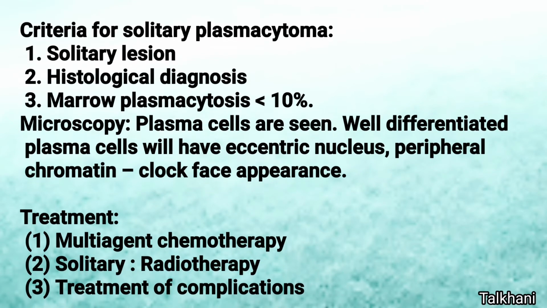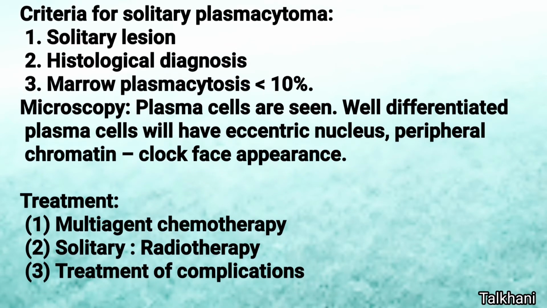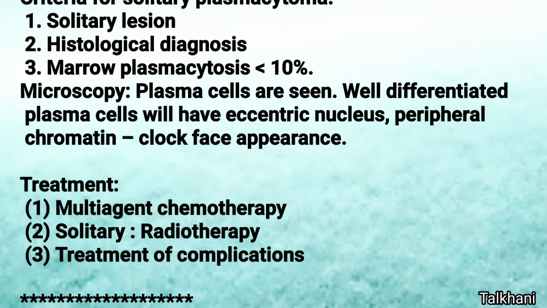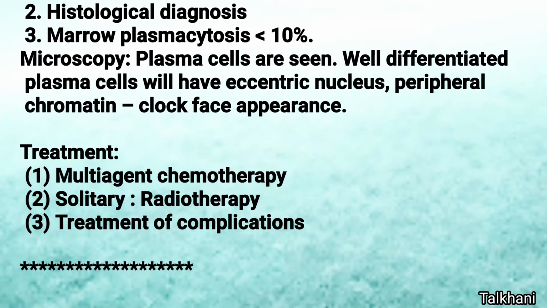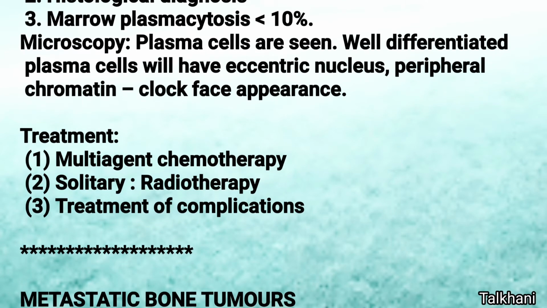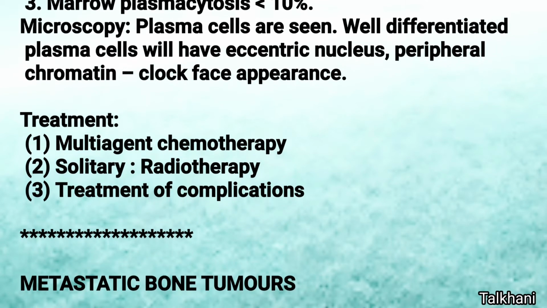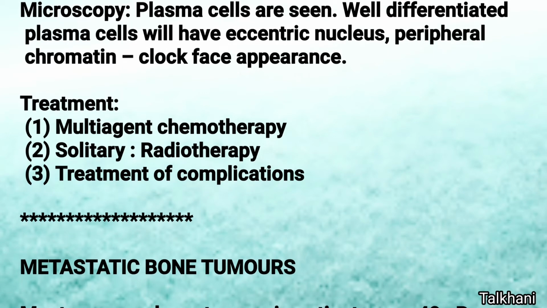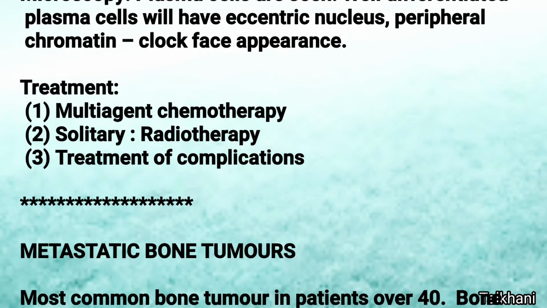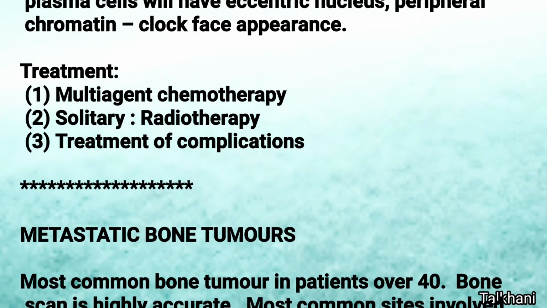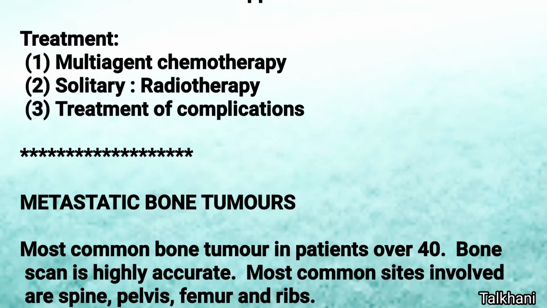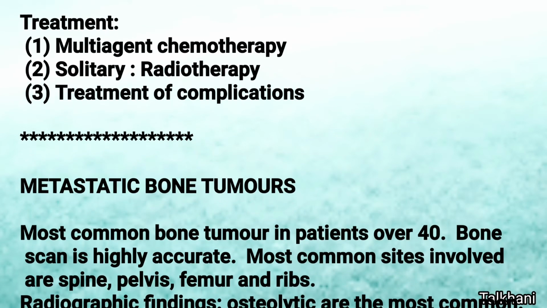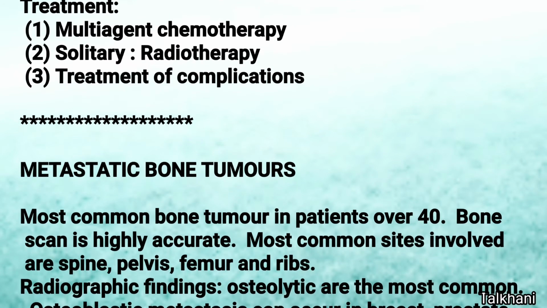Microscopically, plasma cells are seen. Well-differentiated plasma cells will have eccentric nucleus, peripheral chromatin, and a clock face appearance. Treatment. Multiple myeloma is treated by multi-agent chemotherapy. Solitary plasmacytoma will need radiotherapy, and treatment of complications like fractures or hematological problems may need surgical intervention.